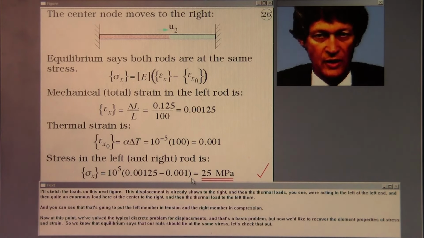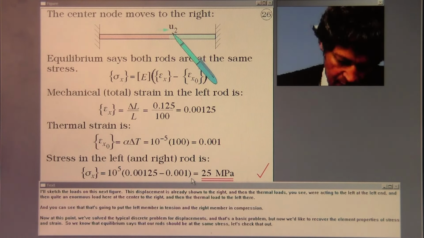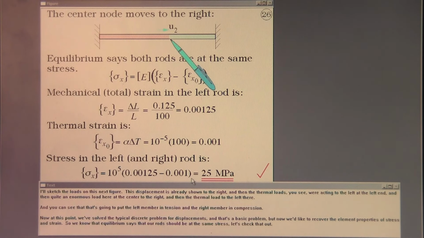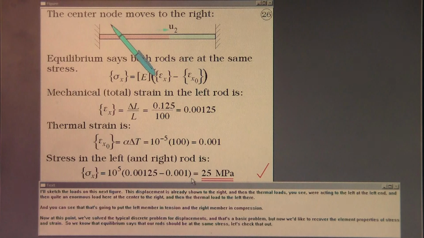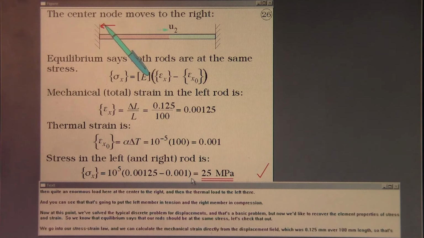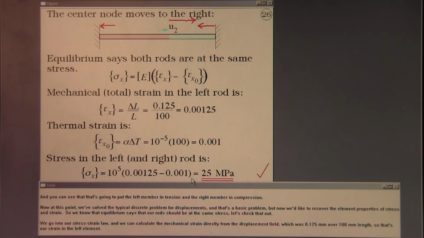I'll sketch the loads on this next figure. The displacement is already shown to the right, and then the thermal loads are acting to the left at the left end, and then quite an enormous load here at the center to the right, and then the thermal load to the left there. You can see that that's going to put the left member in tension and the right member in compression.